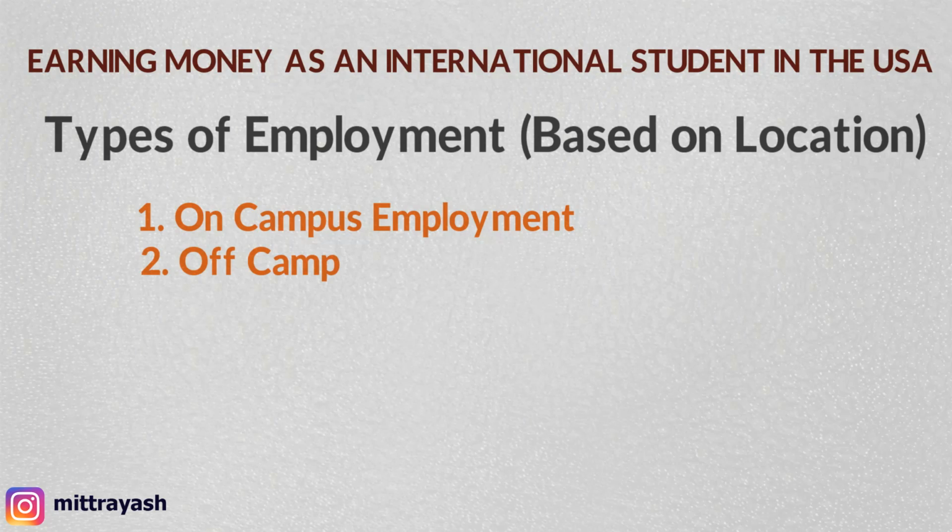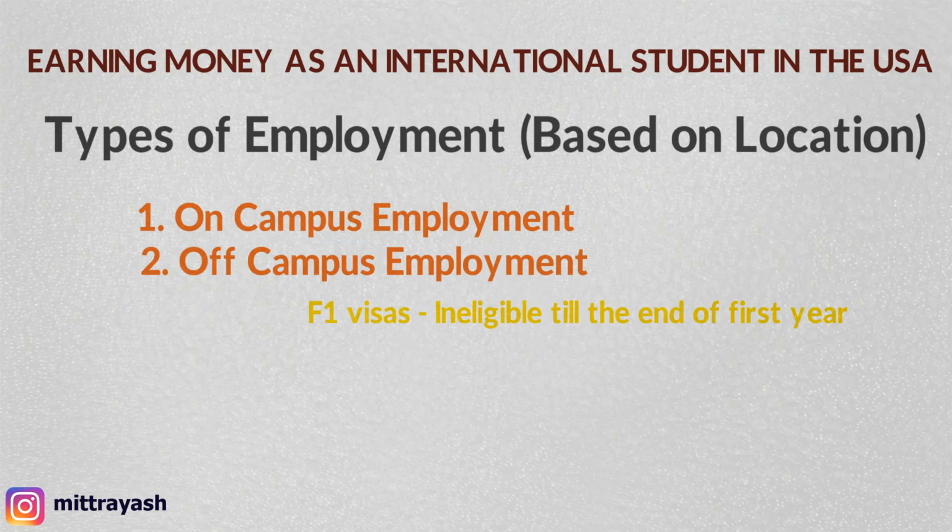Now there are two types of employment. One is on campus and the second is off campus. Again, the name kind of explains what they are, but the important thing to notice here is that if you are on an F1 visa, which by the way most of you will be, you're ineligible to work off campus till the end of your first year. So while you're in your first year, you cannot work off campus. But after that, you will be allowed to work off campus.